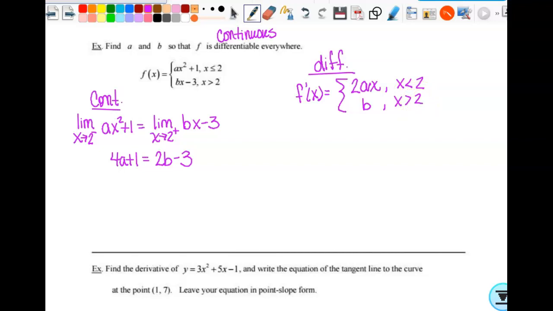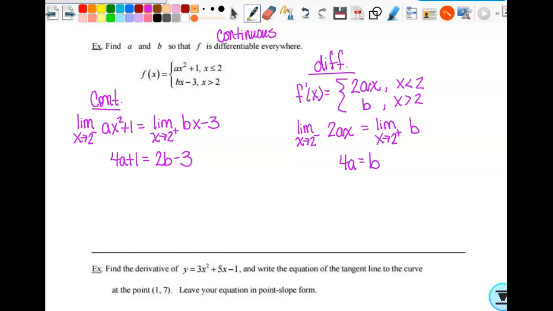So in order for it to be differentiable, I have to say that the limit as x approaches 2 from the left, so if I approach from the left, I'm using 2ax, has to be equal to the limit as x approaches 2 from the right. If I'm going from the right, I'm using b. Everybody with me so far? Then I'm going to do direct substitution of these. So this limit, I'd substitute in 2 here, so this is going to mean that 4a equals b.